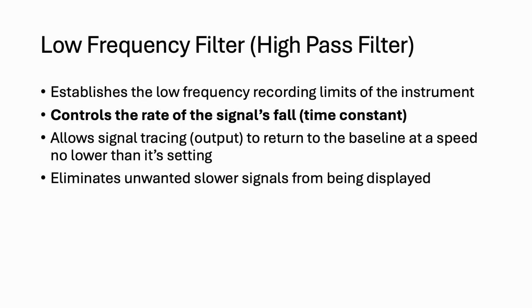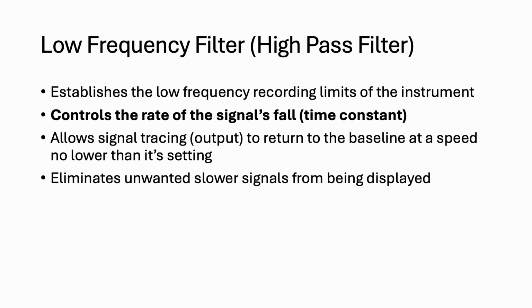Low frequency filter, also known as the high pass filter. Remember, it allows high frequencies to go through. So anything above this set point is what we are allowing in. It establishes the low frequency recording limits. It also controls the rate of the signal's fall.